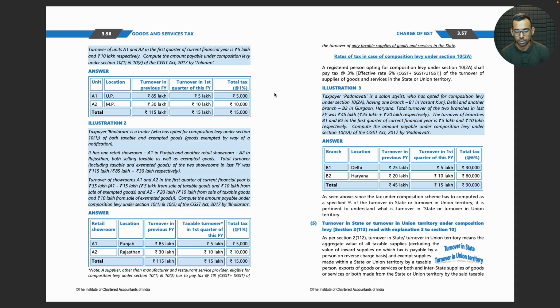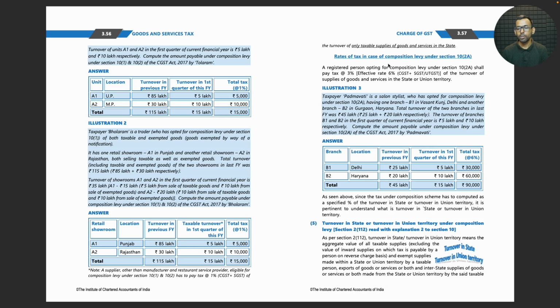So Punjab, Rajasthan, total turnover in the previous year is 85 lakh and 30 lakhs, 1 crore 15 lakhs. Anyway, the total aggregate turnover has not crossed 1.5 crores. Okay, for this year they will remove all the exempt goods, so they will consider only the taxable goods for tax purposes. They will take 5 lakh from sale of taxable goods and 10 lakh from sale of taxable goods and compute 1% tax on that turnover.